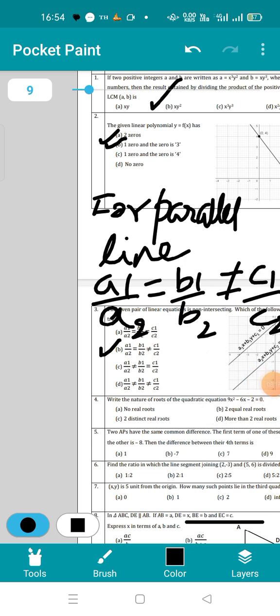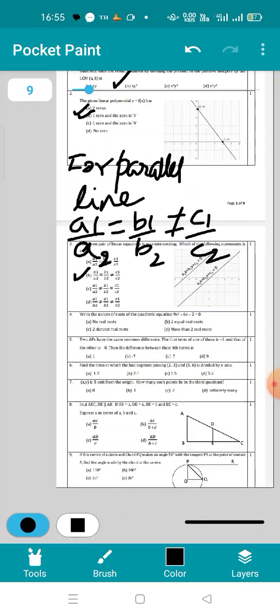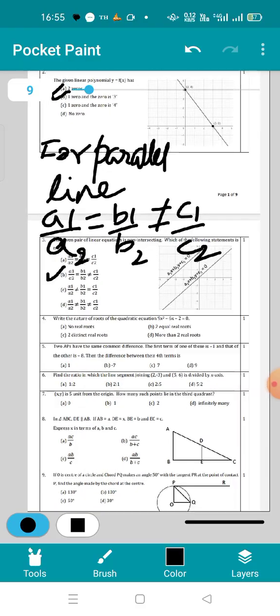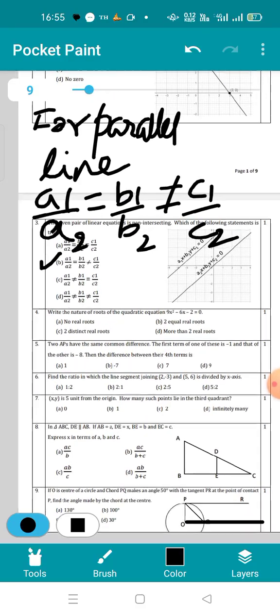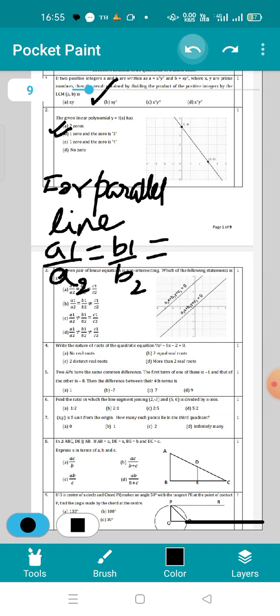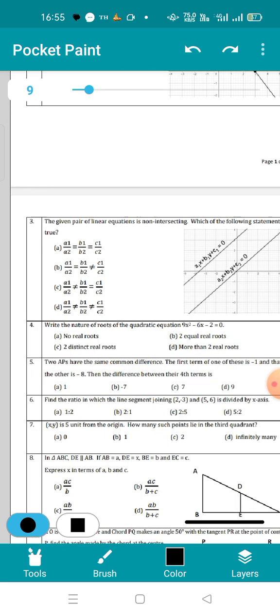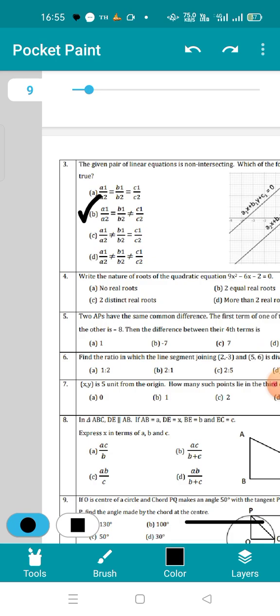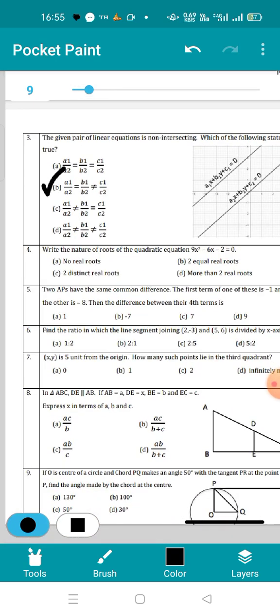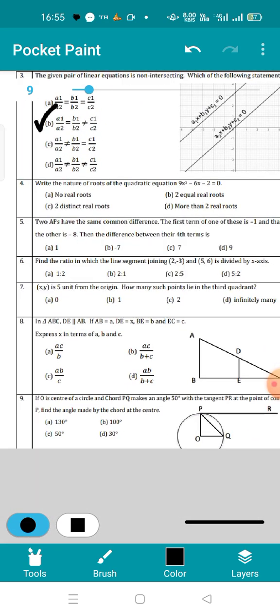Interestingly, the first question, second question and third question have the same correct option, that is option B. That doesn't mean that the fourth question will also have option B as the correct option. Let's look at the question and then decide. The correct option for the third question is option B. Now write the nature of roots for the quadratic equation 9x square minus 6x minus 2.